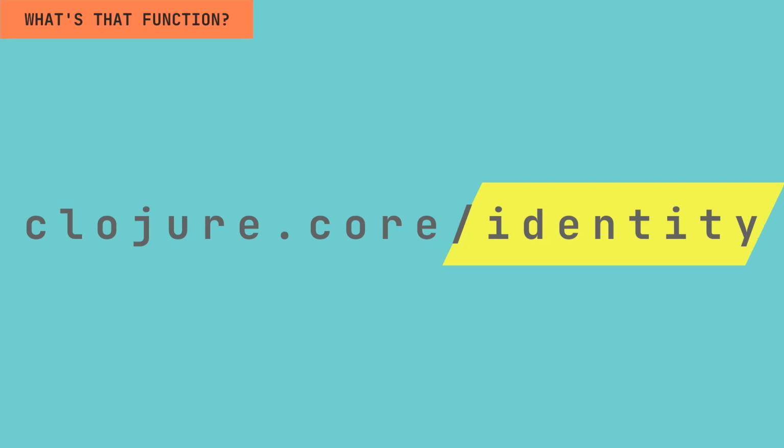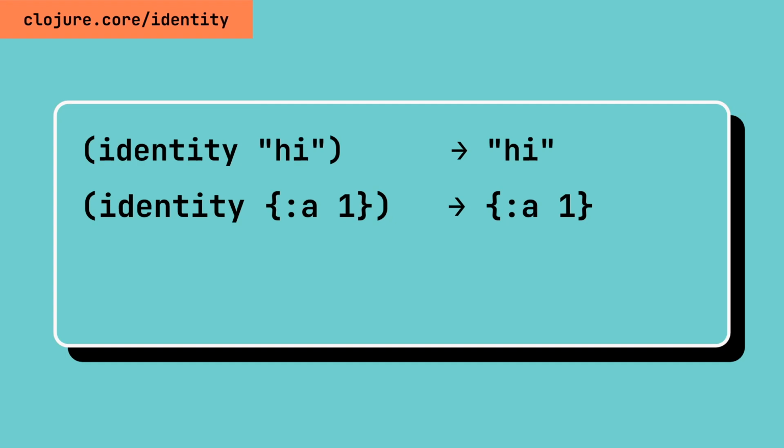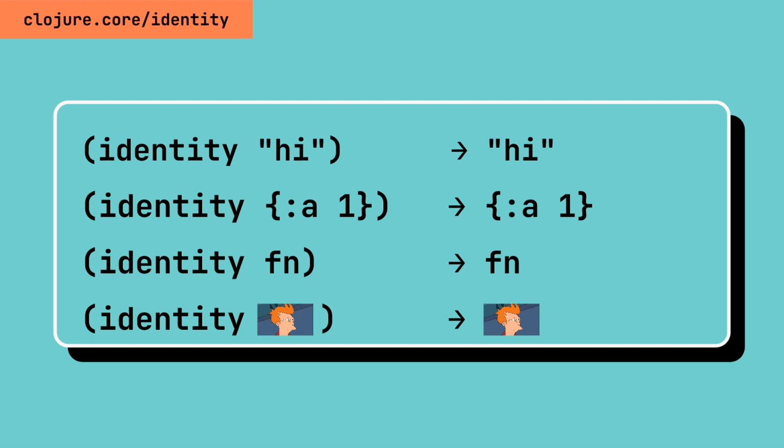Identity, a function that takes what you give it and just gives it back. Give it a string, get the same string. Give it a hash map, get the same hash map. Give it a function, get the same function. How can this be useful?